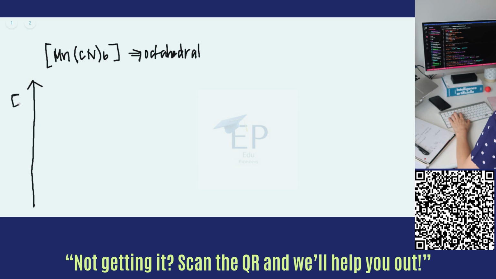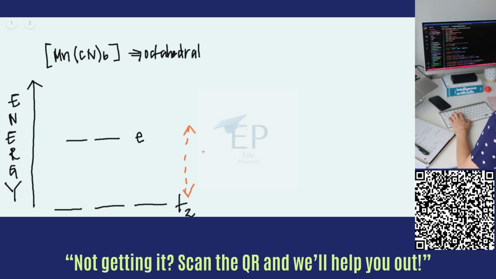So on this axis, then we have energy, and on this axis, then we have our states, our energy states, all right? The first one is a low level state called the T2 state, and there's an upper energy level called the E state, all right? Between the E state and T2 state, there is an energy difference called delta, okay? And now let's write it out this time. So this delta is actually called the crystal field splitting energy.